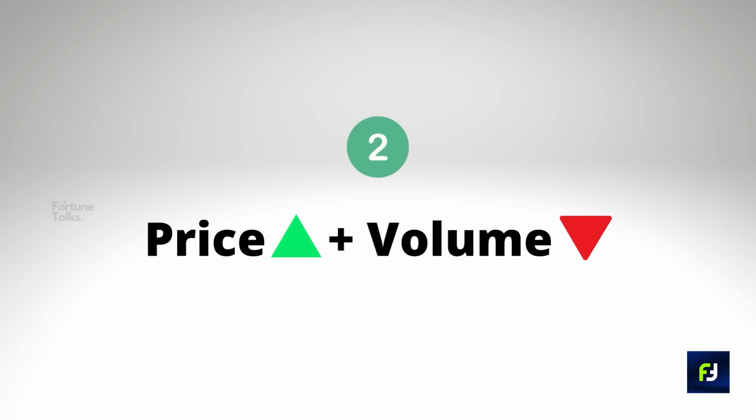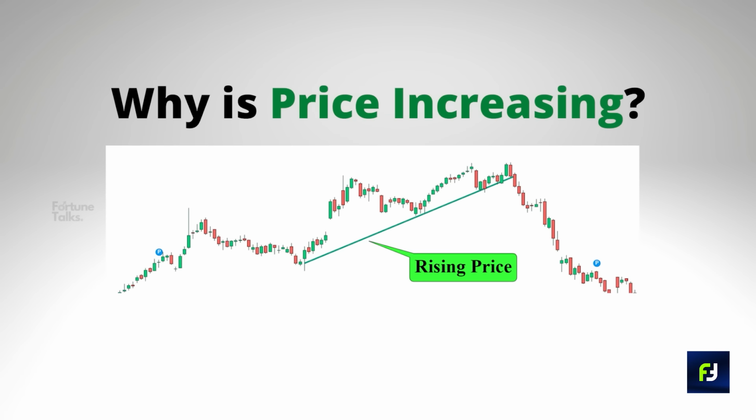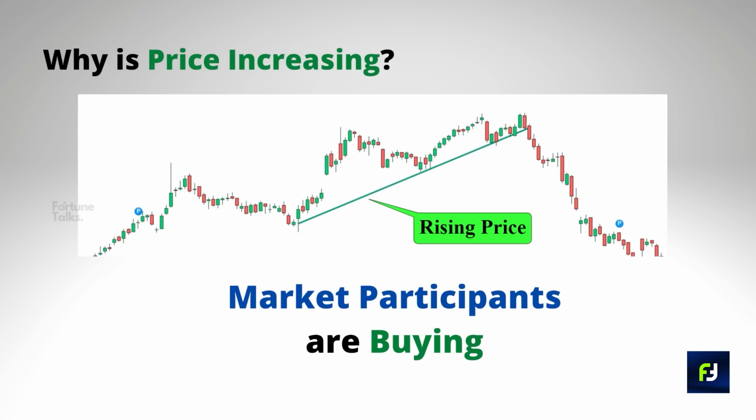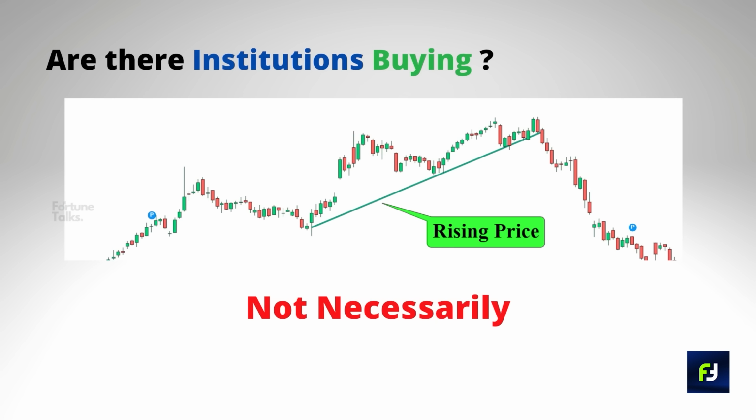Moving on to the second case, what do you think will happen when the price increases but the volume decreases? Think about the situation in the following terms. Number one, why is the price increasing? Simple answer, because the market participants are buying. Easy, right? Are there any institutional buyers associated with this rise in price? The simple answer is it is not necessary that there should be institutional buyers associated with the price rise.